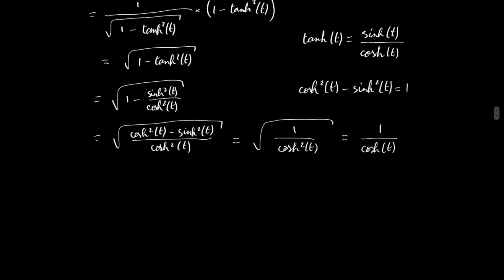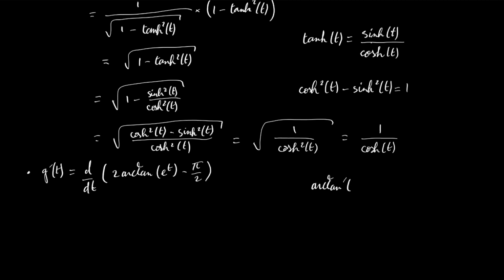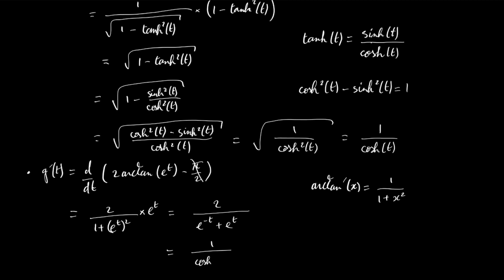Now let's calculate the derivative of g. So we have the derivative of g, that is the derivative of 2 arctan of exponential of t minus pi over 2. We have seen above that the derivative of arctan of x is equal to 1 divided by 1 plus x squared. So this means that the derivative of g of t is equal to 2 divided by 1 plus exponential of t squared, multiplied by exponential of t, and of course the minus pi over 2 will disappear. If we multiply both the numerator and the denominator of the fraction by exponential of minus t, we have this quantity that is equal to 2 divided by exponential of minus t plus exponential of t. And this is exactly equal to the inverse of the hyperbolic cosine of t.